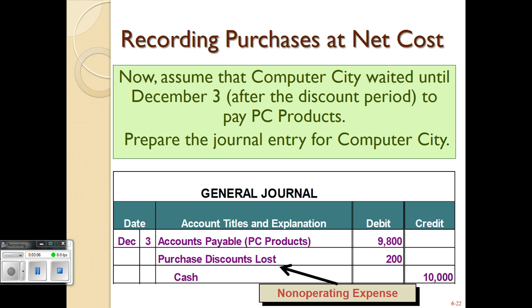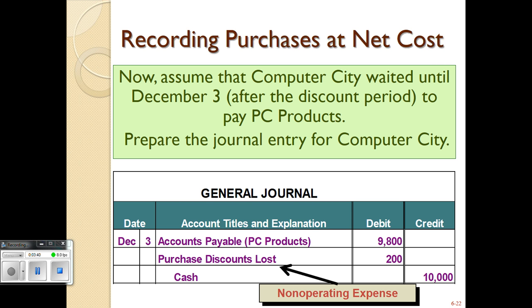Now the question is, what if I don't pay in the 10 days? What if for some reason I lost the bill, I forgot, and so on? Well, now I'm going to owe them the full 10 grand. So the cash that's going to go out the door is 10 grand. But notice my accounts payable to PC Products was only 9,800, and my debits and credits need to be equal. So what I'm going to do is create another account here, a debit for $200 to an account we're going to call purchase discounts lost. And it's going to work out as an expense account.